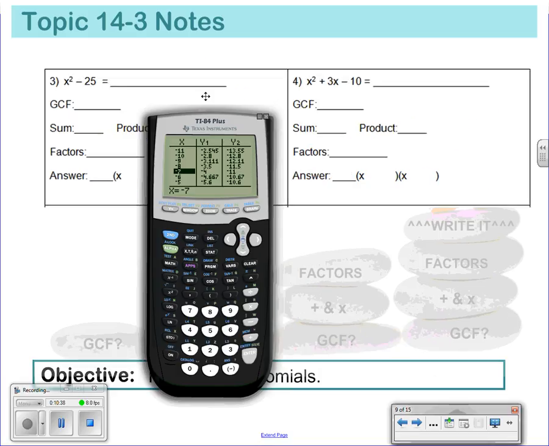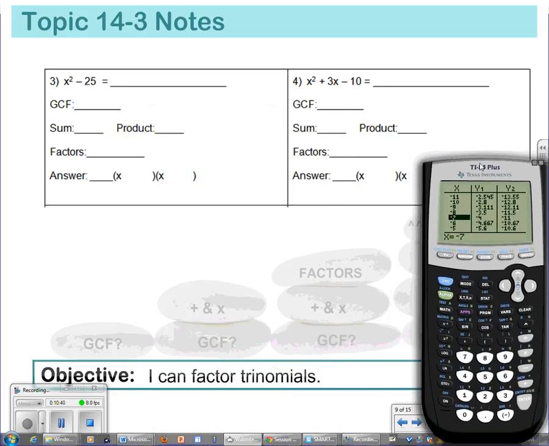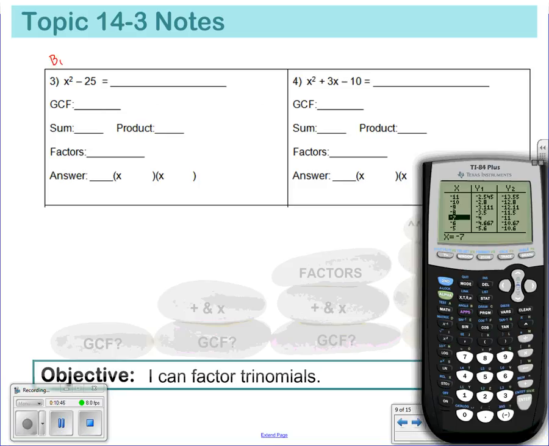Example 3. Notice now we have a binomial. There are only two terms in this one. With our two terms, again, I'm going to check to see is there a GCF, and I'll check to see is there anything in front of the x squared. If there's nothing in front of the x squared, there is no GCF. Notice because of this binomial, there's a term missing. It's the number in front of the x, which is where we always got our sum from.